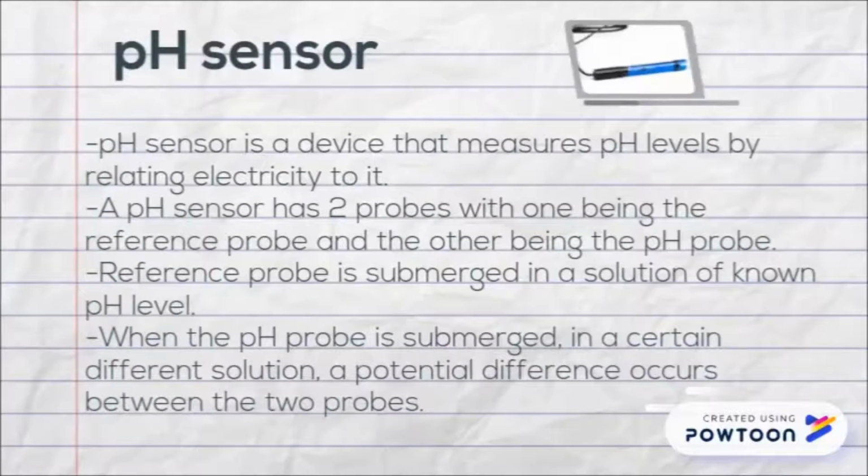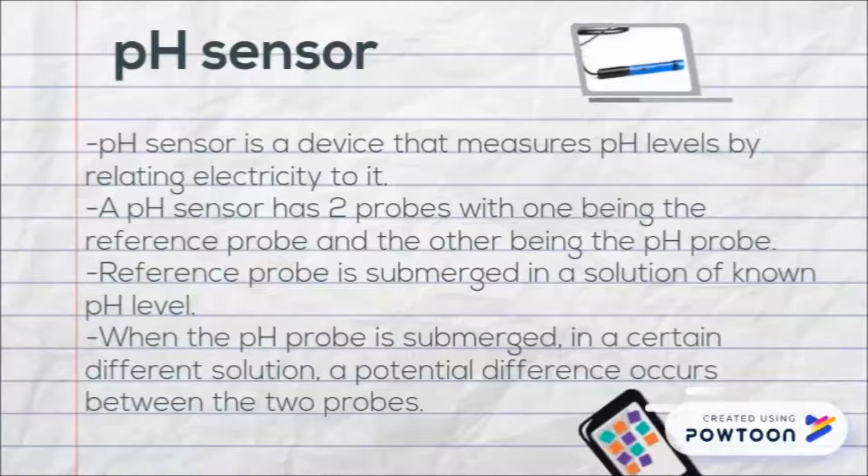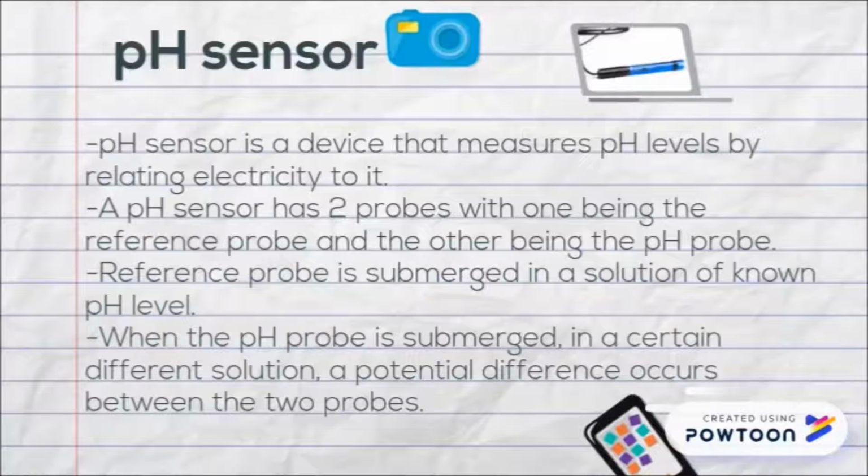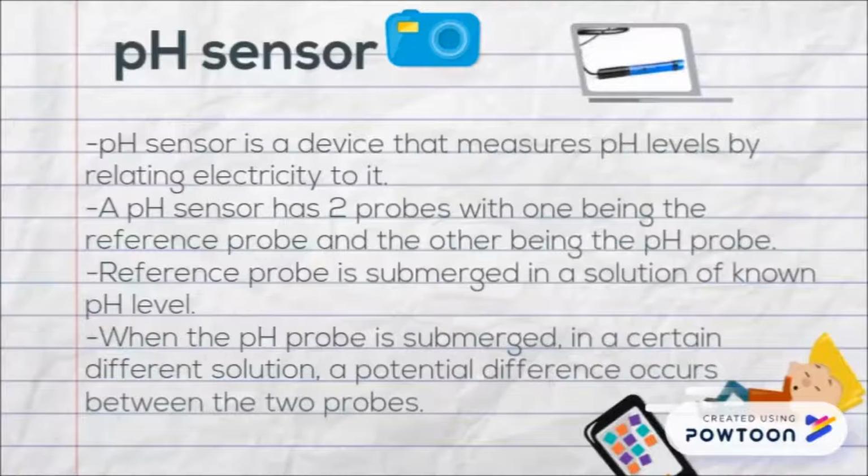The pH sensor is a device that measures pH levels by relating electricity to it. How? A pH sensor has two probes, one being the reference probe and the other being the pH probe. The reference probe is submerged in a solution of known pH level. When the pH probe is submerged in a different solution, a potential difference occurs between the two probes.